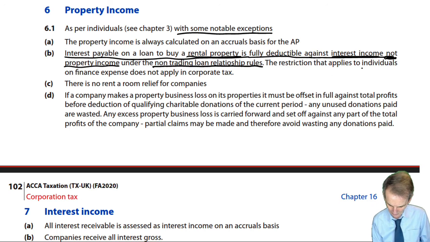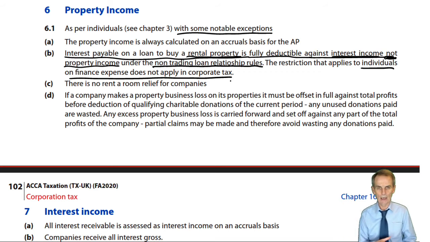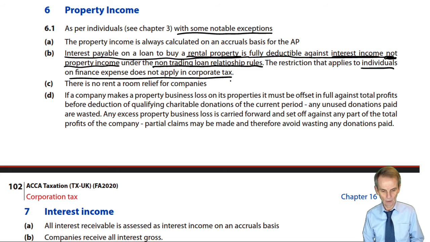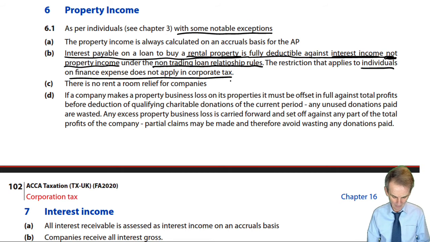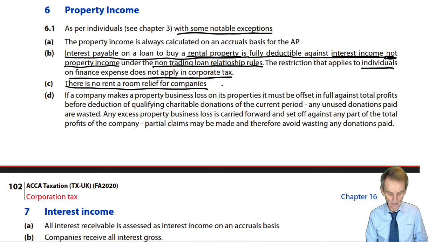The restriction that applies to individuals on finance expenses does not apply in corporate tax. So again, in corporate tax, whatever interest was payable on loans taken out to buy and or improve rental properties, then such interest is tax relievable, but not against trading income, instead against interest income. Not property income, not trading income, against interest income, remember. And obviously with a company, there's no rent-a-room relief for companies, of course.